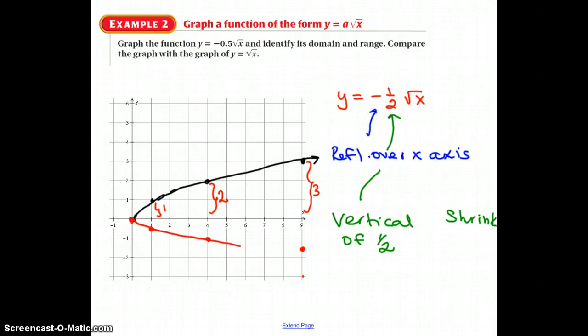So reflection is going to make it go down, and then the shrink is going to make it a little narrower. It's going to be closer to the x-axis. Our domain is going to be x is greater than or equal to 0. And our range is going to be a little different now because our range is going to be y is less than or equal to 0, because now we're using all the y values that are actually smaller than 0 instead of greater than 0.